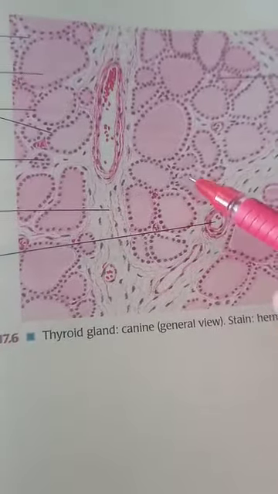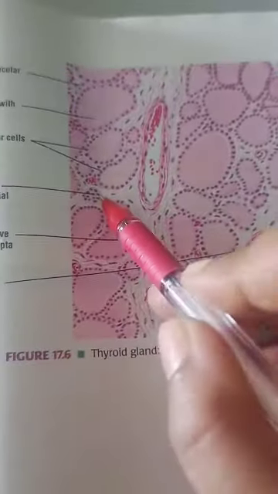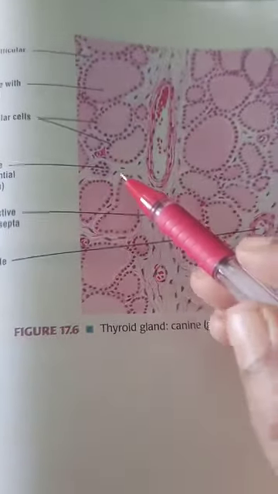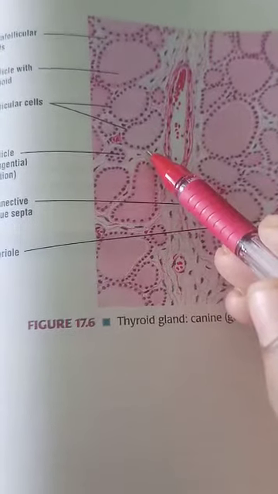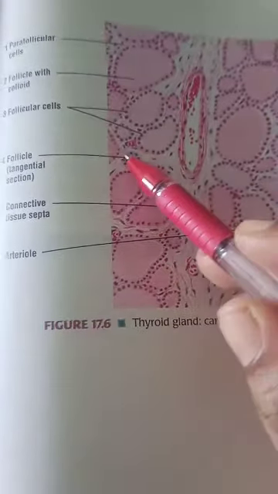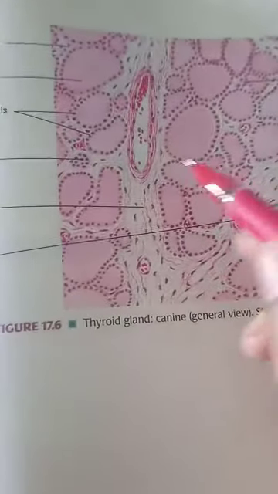And between the follicles we can see some groups of cells. They are known as parafollicular cells. Sometimes parafollicular cells can be seen in relation with the follicles themselves, and these parafollicular cells secrete calcitonin. So this is the histology of the thyroid gland.